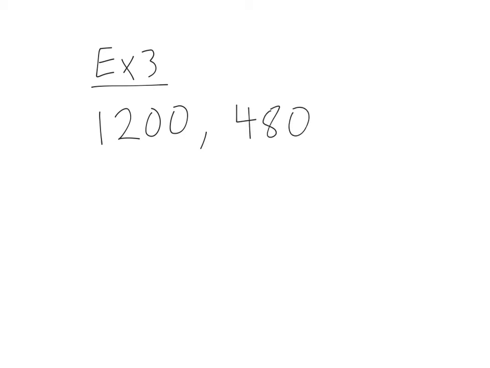Okay, so now I would like you to do the following. If I just write down 2 numbers, so 1200 and I don't know, 480. Can you find the greatest common factor of these 2 numbers by first of all finding the prime factorization using blocks, and then just pick out which blocks are common in both arrangements?